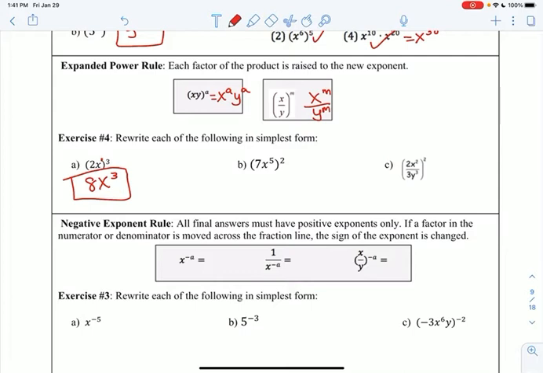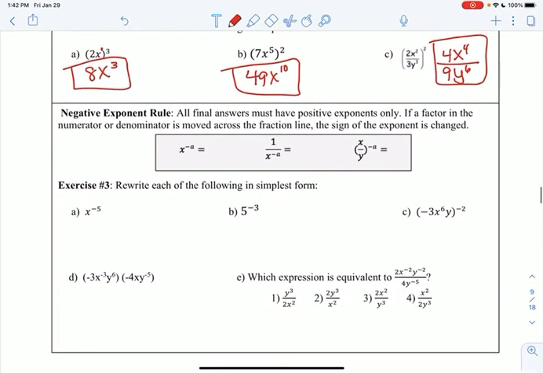So on B, 7 is to the 2nd power. Well, 7 squared is 49, and now x to the 5th to the second power, I multiply those exponents. And on C, 2 is being squared, so that's 4, and then I multiply those exponents, x to the 4th, that stays on top. And then on the bottom, the 3 is being squared, that's 9, and I'm multiplying the y to the 3rd times 2, and that's going to be y to the 6th.